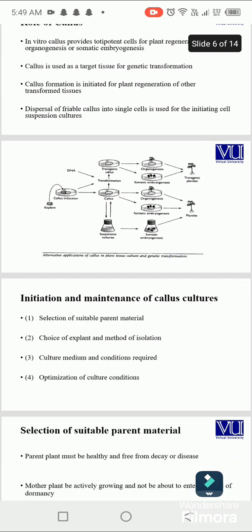Transgenic callus induction: explant, callus induction, transgenic callus transformation, callus and suspension cultures, transgenic callus organogenesis, callus somatic embryogenesis, organogenesis, somatic embryogenesis, suspension culture, somatic embryogenesis, and plantlet and transgenic plantlet.